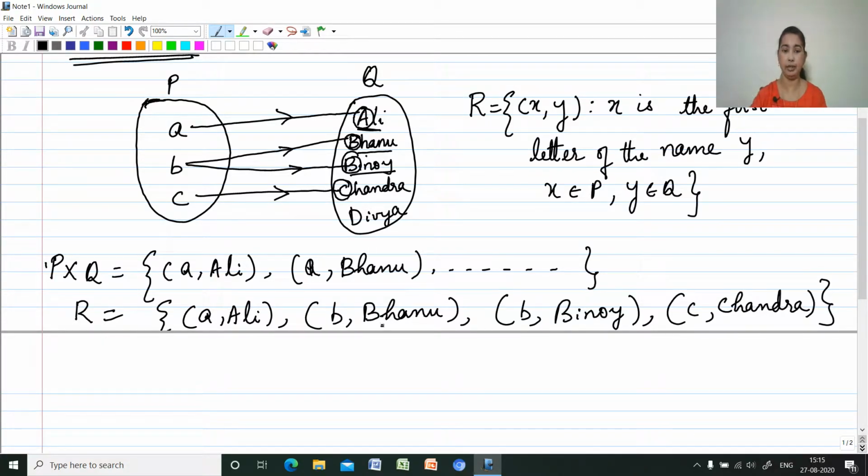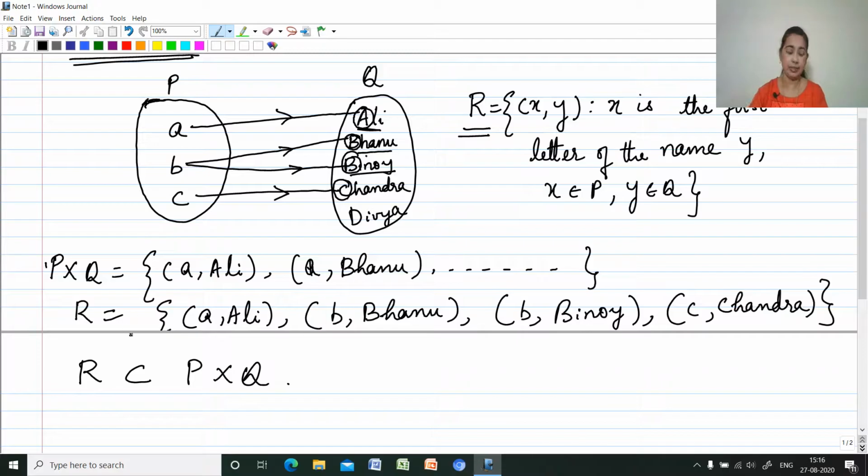So R consists of only these elements, and we can see that it is a subset of P cross Q. In P cross Q all the elements come: the first element is mapped to all the elements of the second set, the second element is mapped to all the elements of the second set, and C is mapped to all the elements as well. So the Cartesian product means the set of ordered pairs (x, y) such that x is an element of P and y is an element of Q. All the elements will come in P cross Q, whereas in R only a few elements will be there, which satisfy the condition in the given relation.